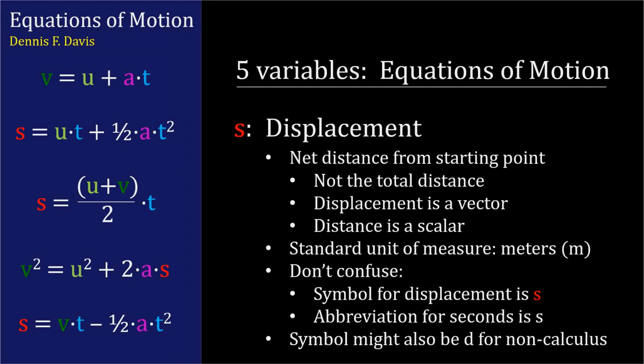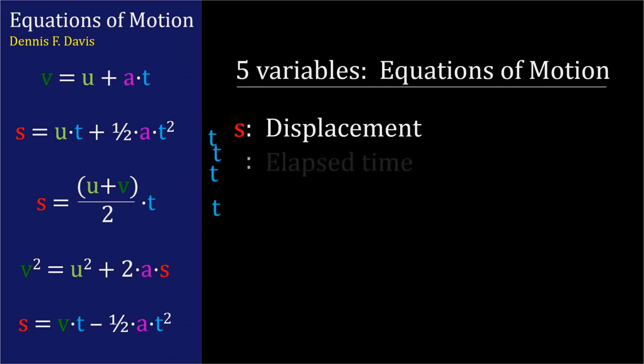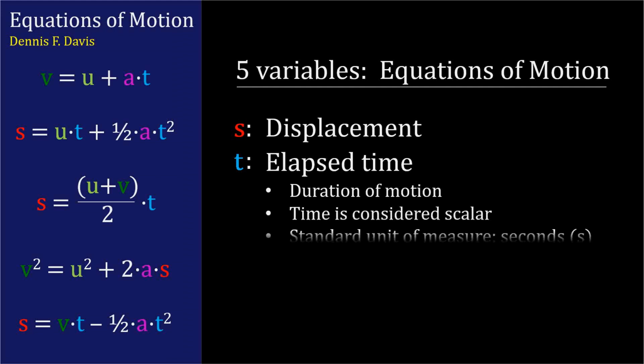You might also see displacement represented by the more reasonable-seeming d. This is usually reserved for first-year or elementary non-calculus environments, since the letter d already has an important job in calculus. Blue t is time, or elapsed time, how long the motion occurs. It's a scalar quantity whose standard unit of measure is the second, s.